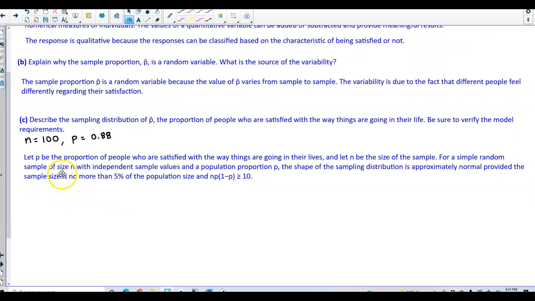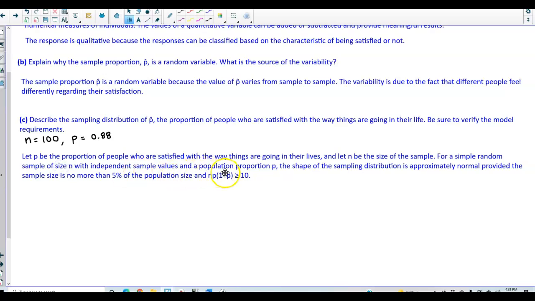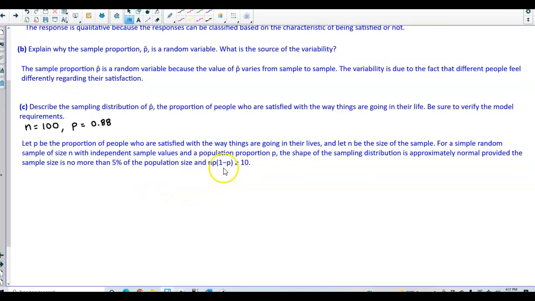For a simple random sample of size n with independent sample values and a population proportion p, the shape of the sampling distribution is approximately normal, provided the sample size is no more than 5% of the population size, and that n times p times 1 minus p is greater than or equal to 10. So, first let's find the mean of the sampling distribution. Remember, the mean of the sample proportion is equal to the population proportion, which in this case is 0.88.